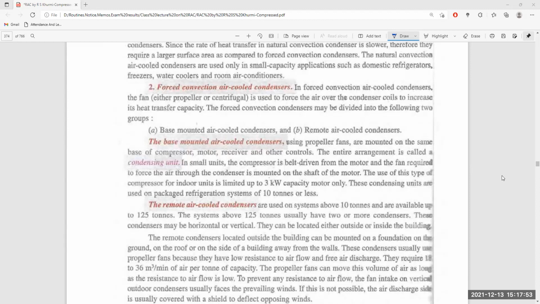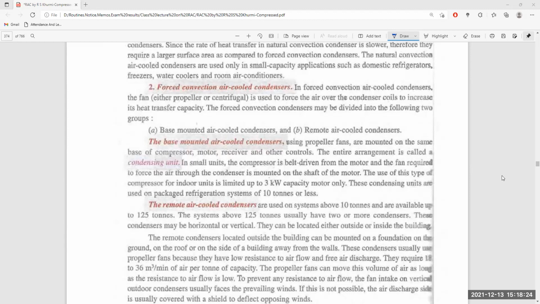In small units, the compressor is belt driven from the motor, and the fan required to force the air through the condenser is mounted on the shaft of the motor. The use of this type of arrangement for indoor units is limited to a 3 kilowatt capacity motor only. These condensing units are used on packaged refrigeration systems of 10 tons or less.